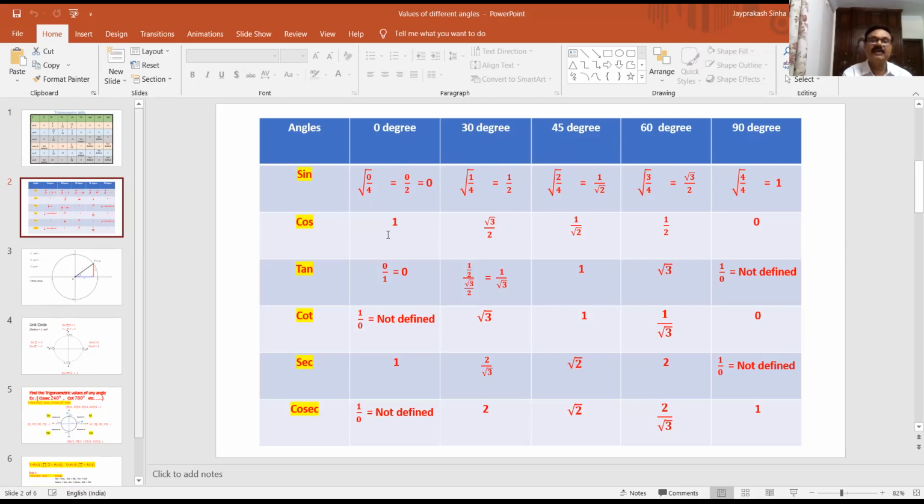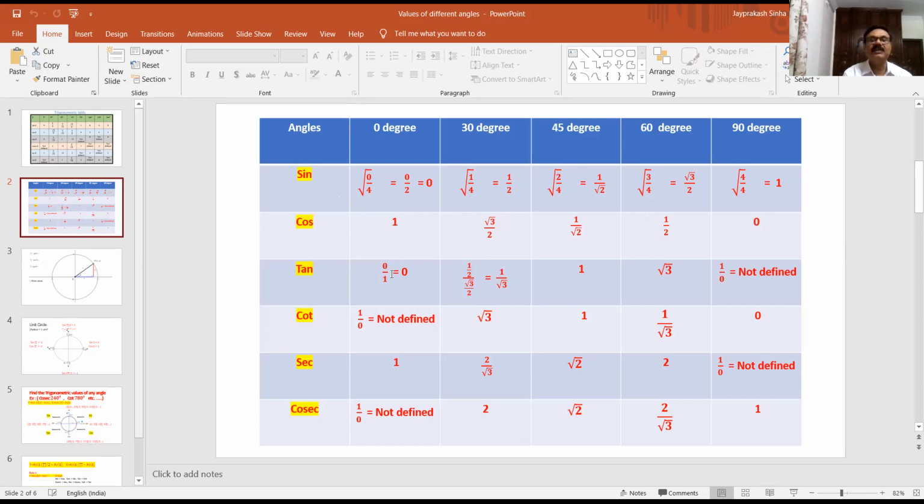Cos 0 degree is equal to 1, cos 30 degree is equal to root 3 by 2, cos 45 degree is equal to 1 by root 2, cos 60 degree is equal to 1 by 2, and cos 90 degree is equal to 0. If you want to find the values of tan, then I have already told you that tan theta is equal to sine theta upon cos theta. Means you take the ratio of the value of sine theta and cos theta.